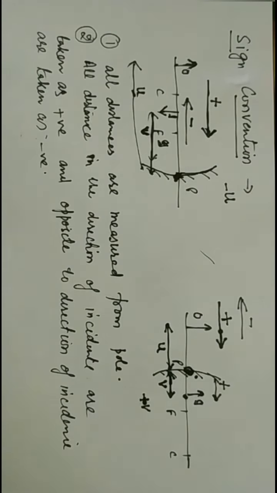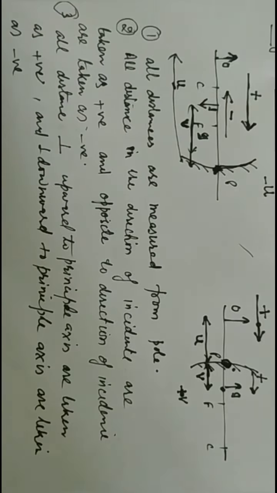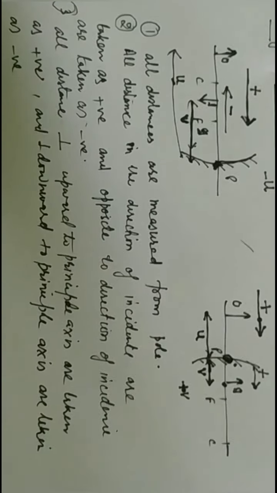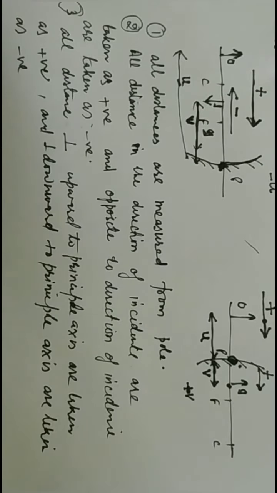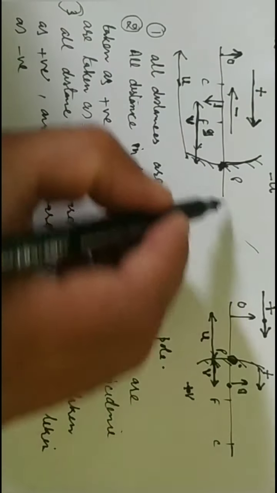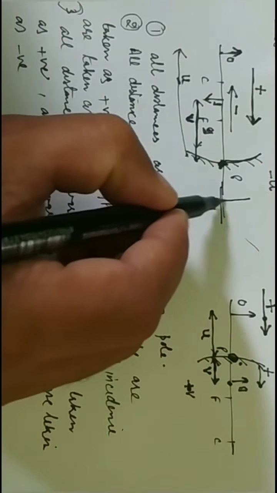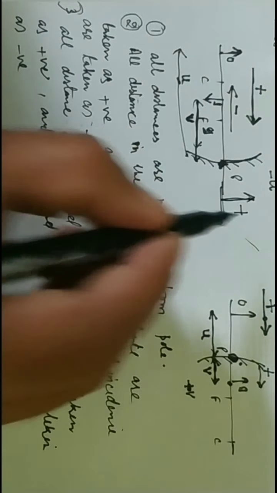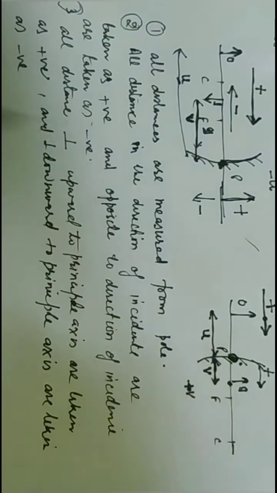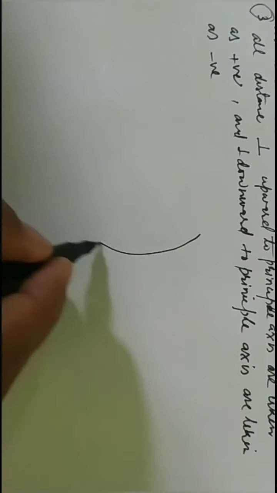All the distances in the direction of incidence are taken as positive, and opposite to the direction of incidence is taken as negative. All the distances perpendicularly upward to the principal axis are taken as positive, and perpendicularly downward are taken as negative. So if this is the principal axis, if the perpendicular distance is upward, then it is positive, and if it is downward, then it is taken as negative. If you summarize all these, it looks like this. So this is our mirror.